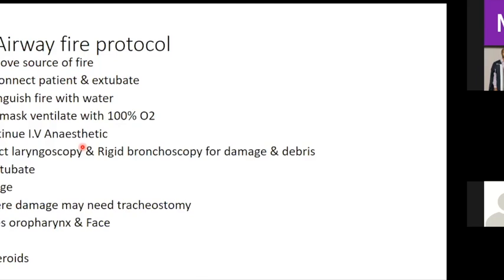And then you bag mask ventilate the patient with 100% oxygen. To maintain anesthesia, you can give IV anesthetic agents, and then you can do a direct laryngoscopy or rigid bronchoscopy to assess for damage and debris. And then after that, you can re-intubate the patient, and then you can do a lavage to try and get rid of the debris if it's there, the smaller particles. And then if there's severe damage, that patient may need a tracheostomy. And then you also have to assess the oropharynx and the face to see if they are damaged. And then you can do a chest x-ray to check.